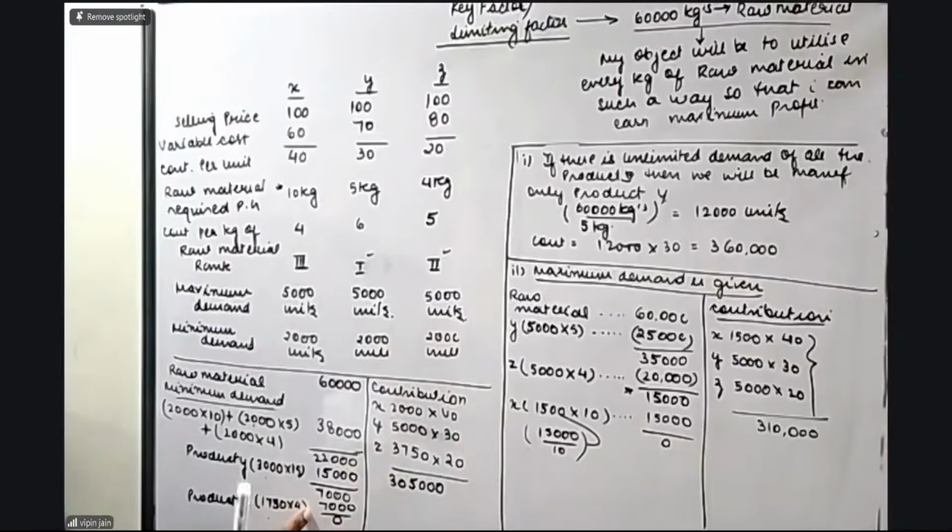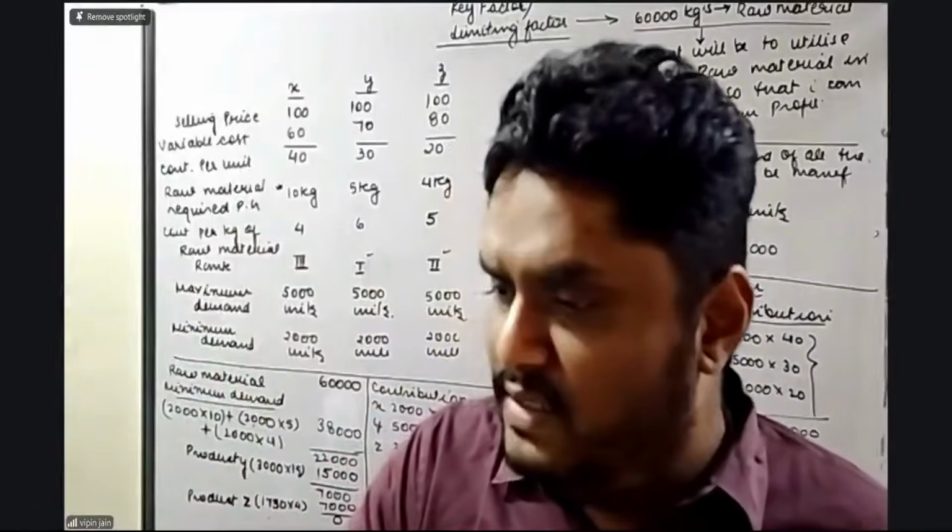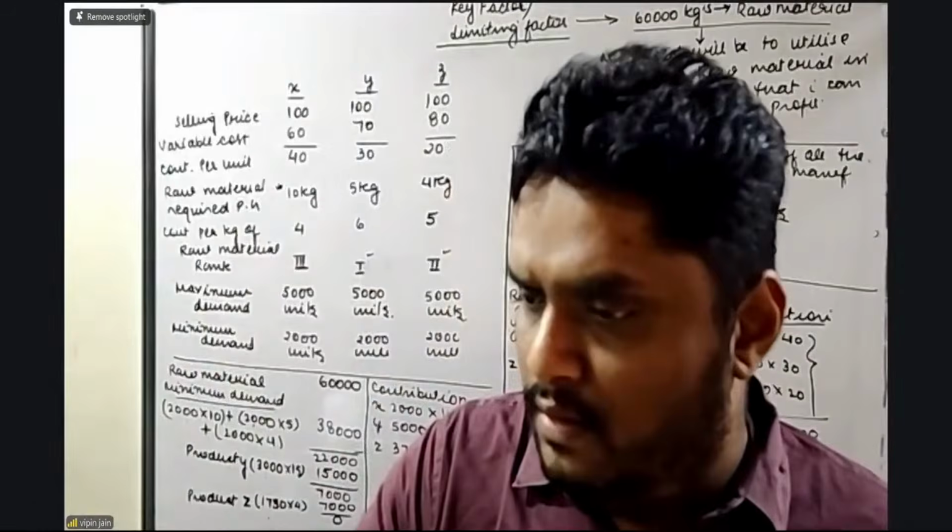But do we have 12,000 in our hand? No, we have only 7,000. So 7,000 kgs we have, and per unit requires 4 kgs. So how will we get the number of units? 7,000 divided by 4. How much is the figure? 1750. Any doubts now? No, sir. Perfect. It makes sense, thank you, sir.